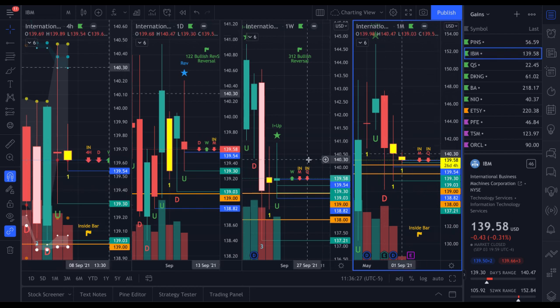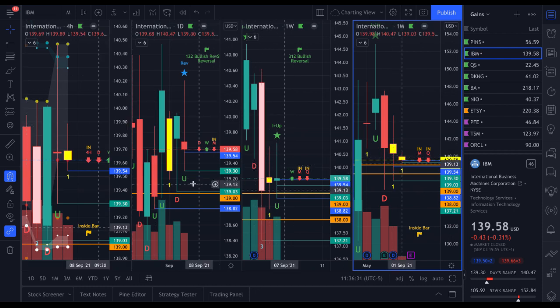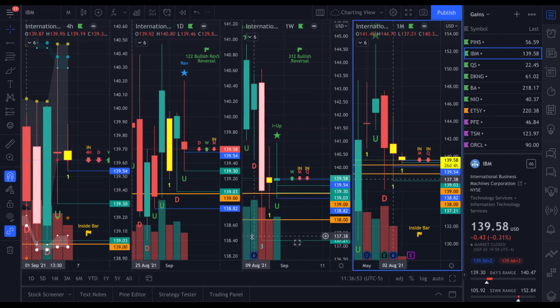So IBM, let's start off looking at, in this case, the daily. I'm looking for a 2-2 bearish reversal where we would take out the low of the previous day and then target the low of the candle preceding that. In this case, that's 139.30. We'd be looking to get in, and 139.03 we'd be looking to fall to. So in this case, I'm looking at the 139 strike.